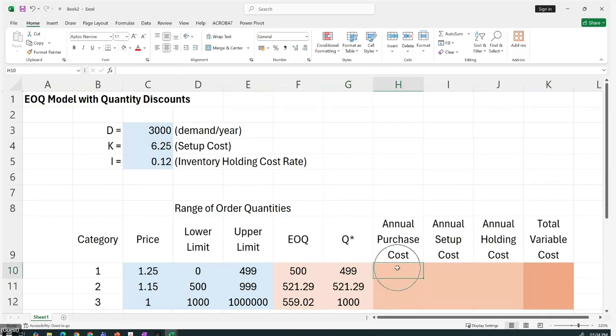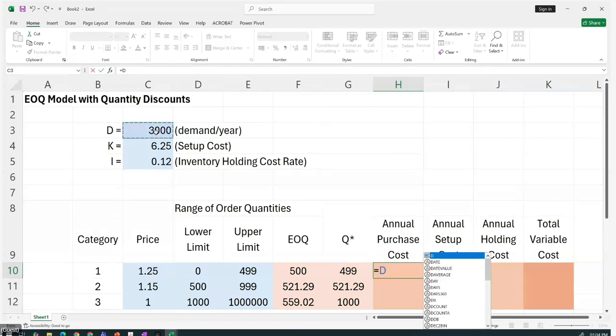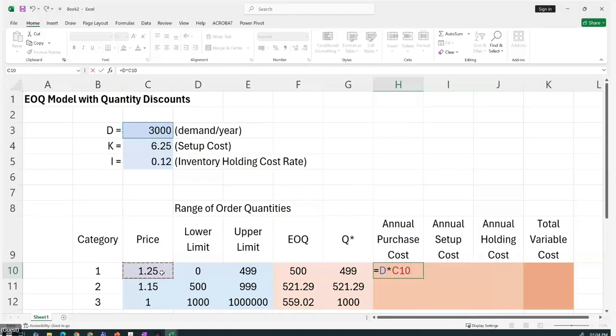Now tell me, what will be the purchase cost? Annual purchase cost. Pure logic. Tell me. EOQ multiplied by price. Not EOQ. It is the annual purchase cost. So it will be directly the total quantity into the unit price. Okay.